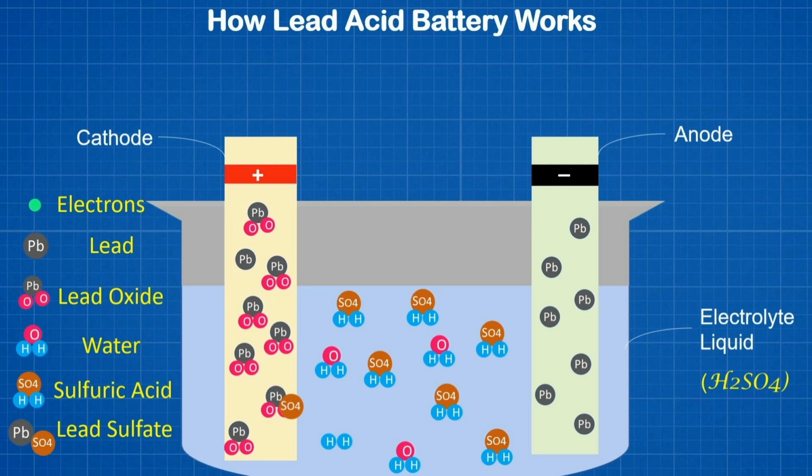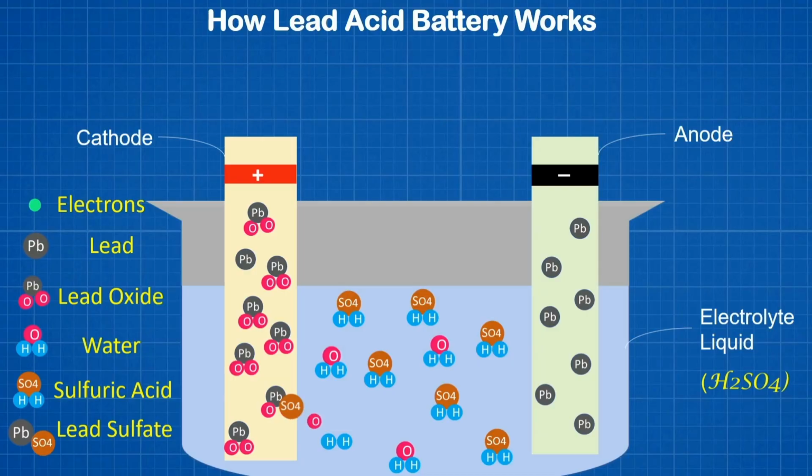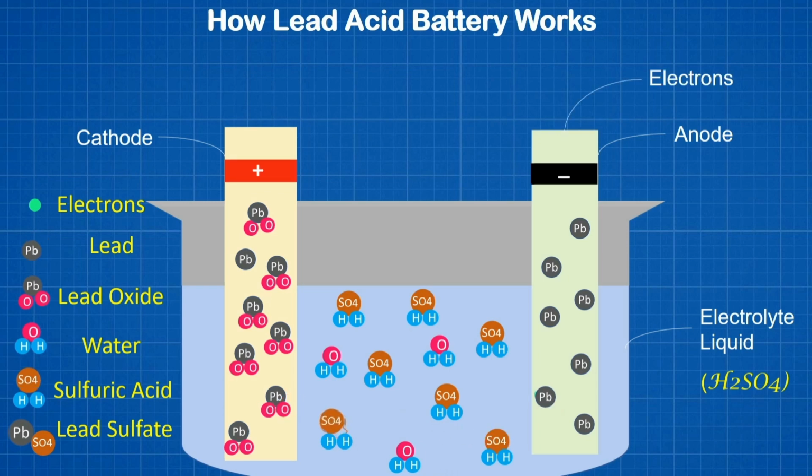To put it simply, when we put the cathode and anode in the sulfuric acid, a chemical reaction occurs and the sulfate in the sulfuric acid becomes bonded to the lead. As a result of this chemical reaction, two free electrons are produced on the anode side. The sulfate in the sulfuric acid joins the lead and makes lead sulfate, and the oxygen atom of lead oxide joins with the hydrogen atoms and makes H2O, or water.